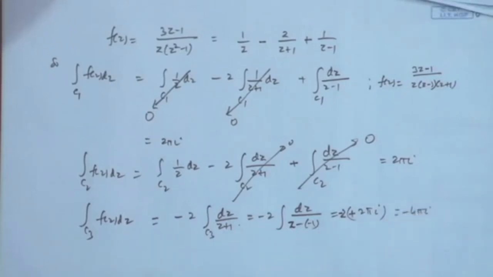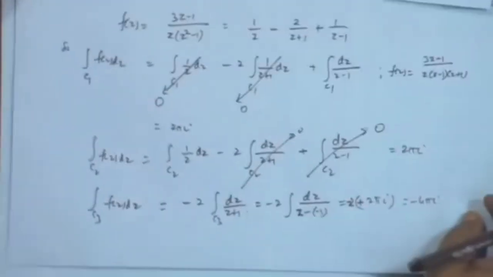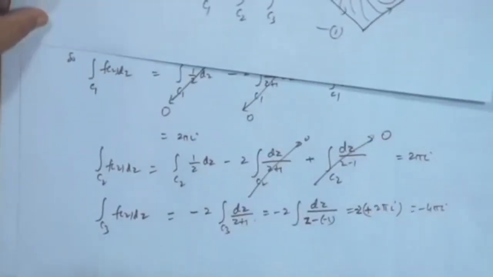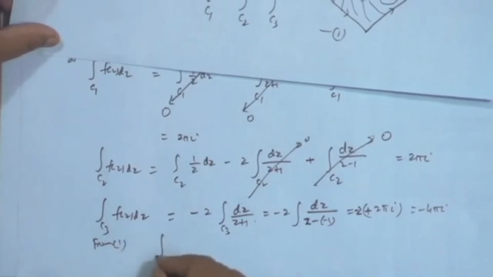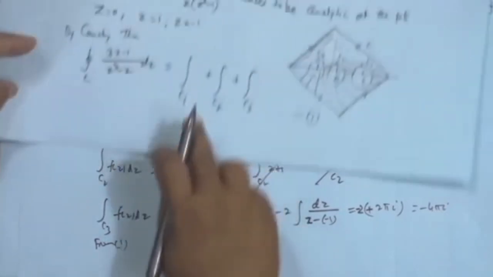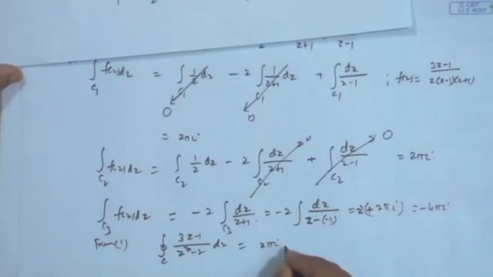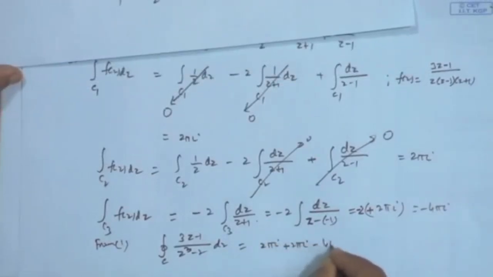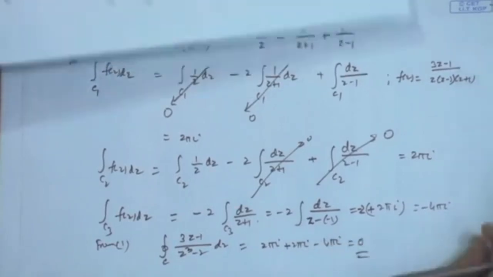So, what do we get here? The integral along the closed boundary. According to the first result, the integral of this function along the outer boundary C is the sum of the integrals along C 1, C 2, C 3. Therefore, the sum will be 2 pi I plus 2 pi I minus 4 pi I, and that comes out to be 0. So, that will be the one.